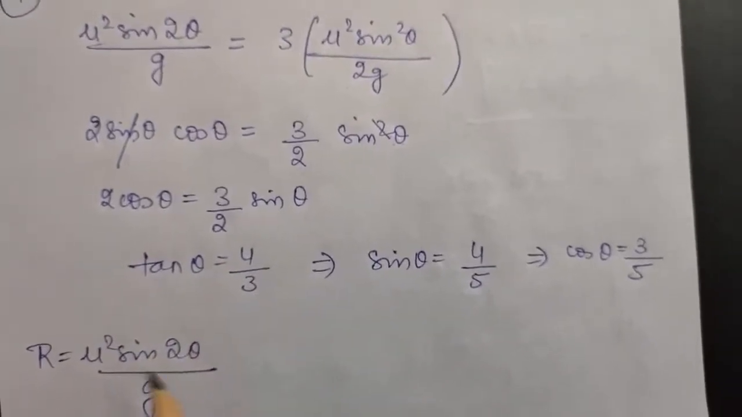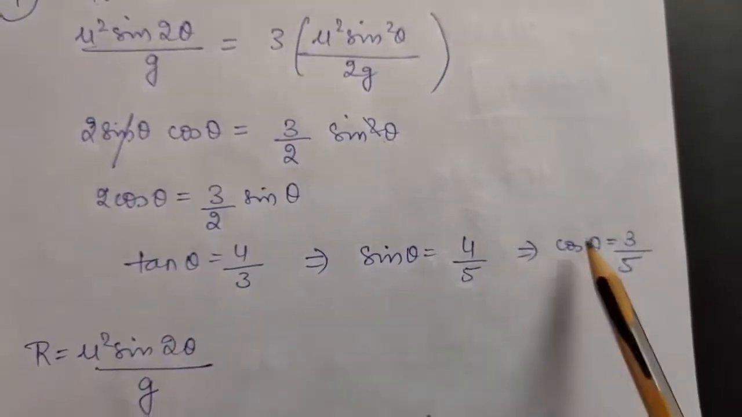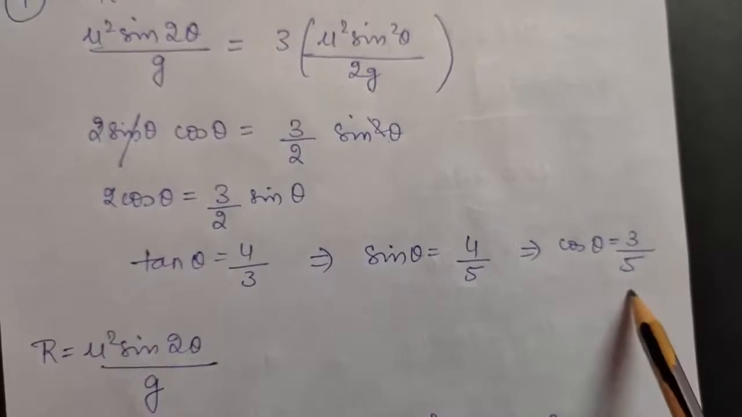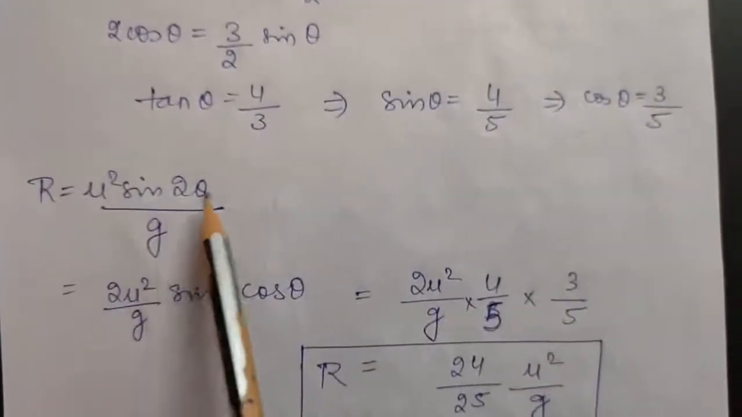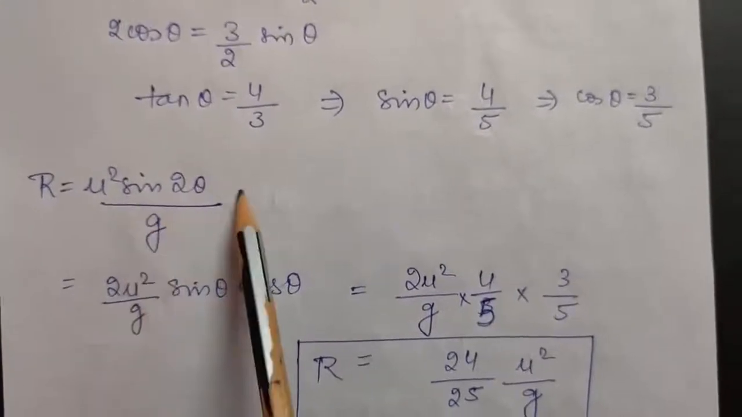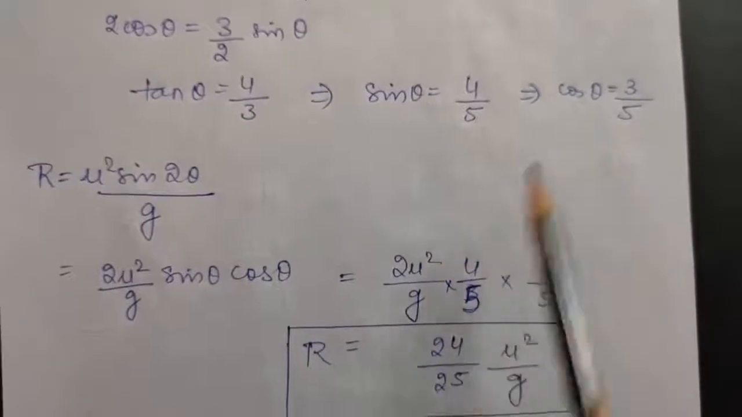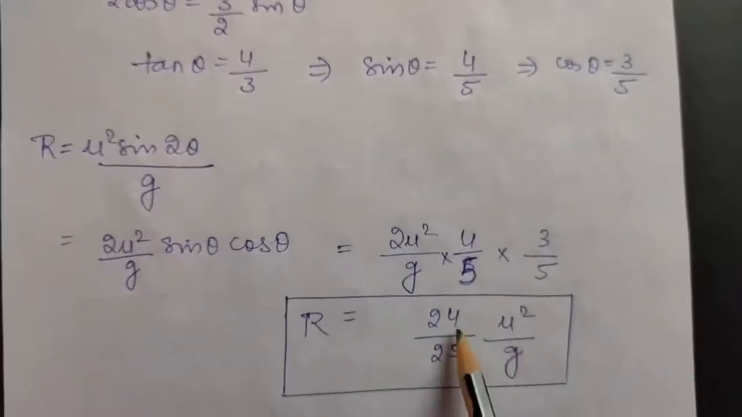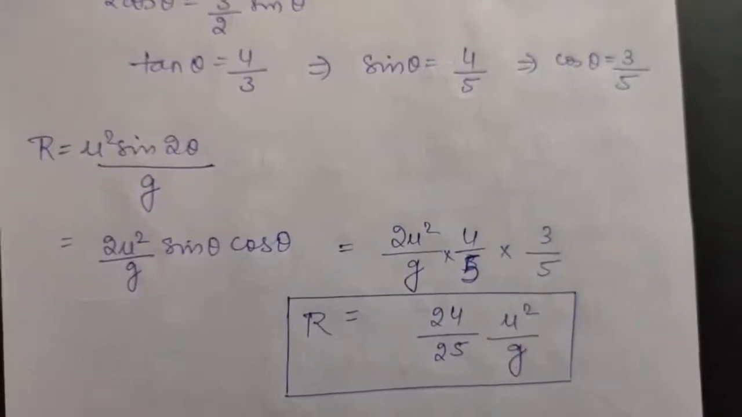Now using trigonometry, if tangent theta is 4 by 3, sine theta will be 4 by 5, or you can say cos theta will be 3 by 5. So now you know the formula of horizontal range, that is u square sine 2 theta upon g. Again sine 2 theta is 2 sine theta cos theta. Now you have all the values, put all the values and solve it. You will get 24 by 25 into u square by g.